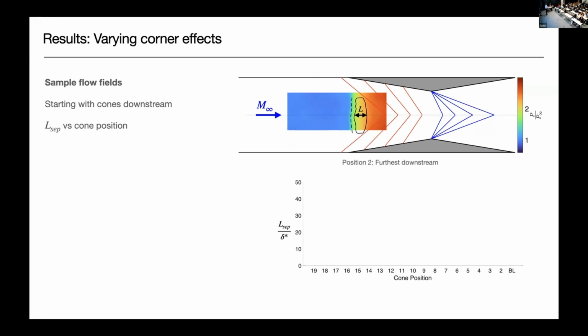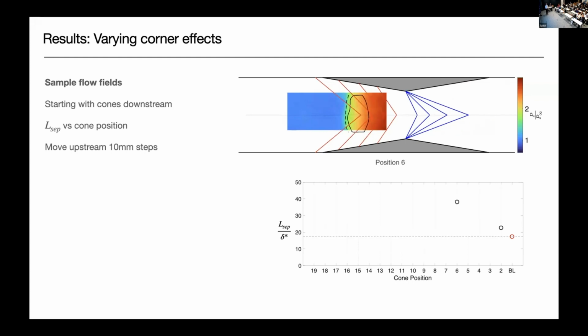So currently we're in cone position 2, and that is the baseline separation length for reference. So in this current position, we have a slightly increased separation length compared to the baseline case. And I've also drawn on the approximate position of these waves to get an idea of where they're interacting. Okay, so we move the cones upstream in 10 millimeter increments, and I'll just show a few key cases.